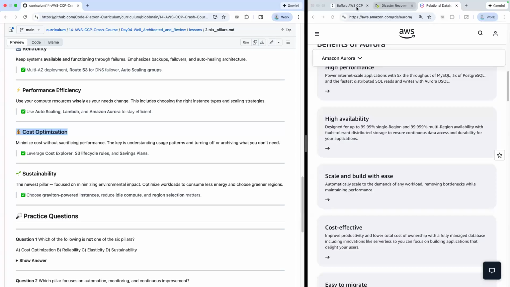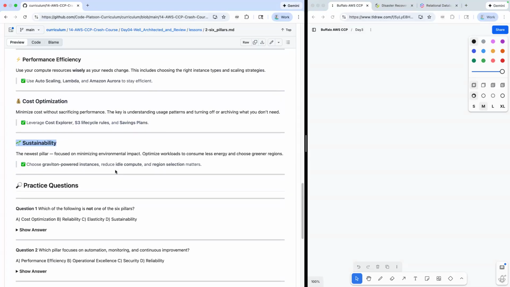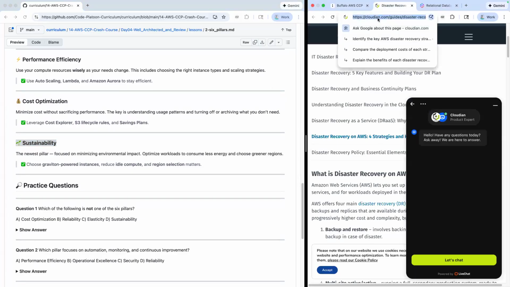We have the cost optimization pillar, minimizing costs, the tools that we learned about earlier, Cost Explorer, again, something like a life cycle rule for resource management and saving plans, and finally, sustainability. And we haven't talked about this one a lot. There's some jargon to unpack here.